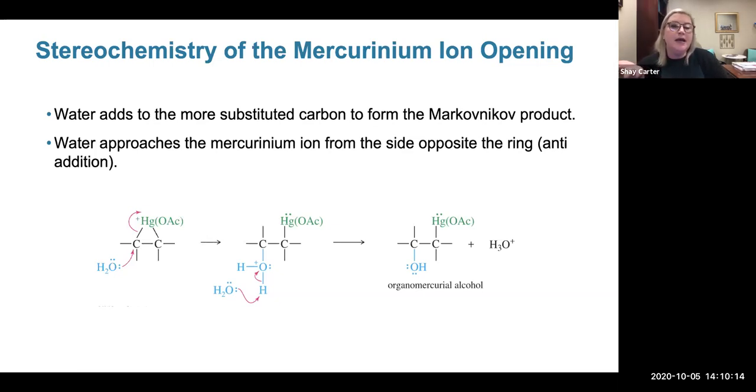We call this an anti-addition, and it's not important now, okay? When we get to alkynes, we'll talk more about it, but what happens is we form this little three-membered ring, this little mercurium ion. The water comes in and attacks from the bottom face, okay? And we call it an anti-addition. So water approaches from the opposite side of the ring. If we do have a ring, this does become important if we have cis-trans isomerism, because we end up with anti-addition.